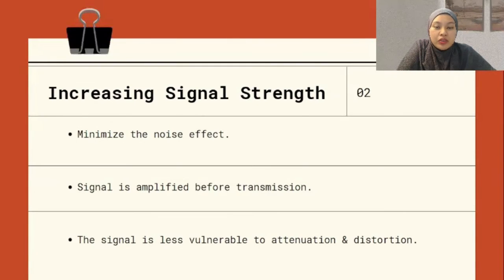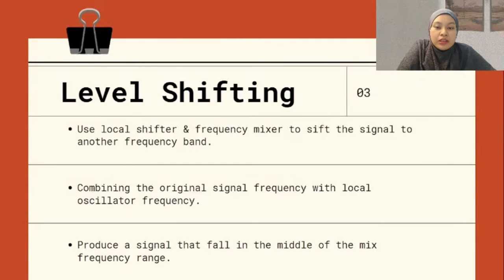The second one is increasing signal strength. It is to minimize the noise effect. The signal is amplified before transmission. Thus, the signal is less vulnerable to attenuation and distortion. The third one is level shifting. The level shifting uses a local oscillator and frequency mixer to shift the signal to another frequency band by combining the original signal frequency with the local oscillator frequency. Thus, it produces a signal that falls in the middle of the mixed frequency range.